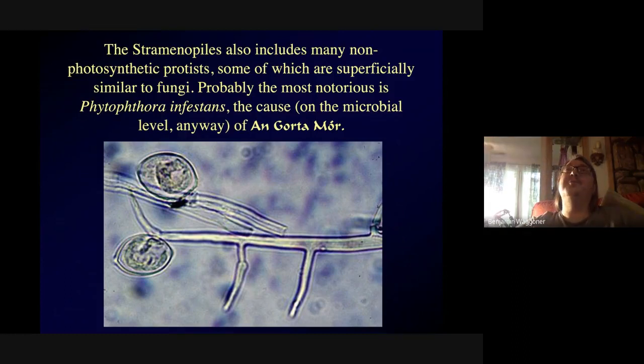There's some other protists in this group that look superficially fungus-like. A whole group called the water molds or saprolegnias belongs in here as well.